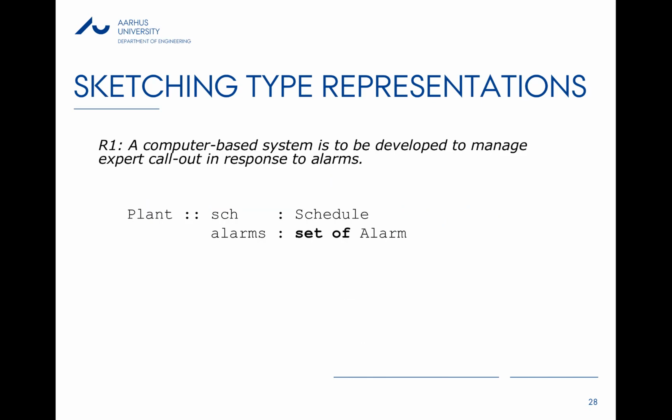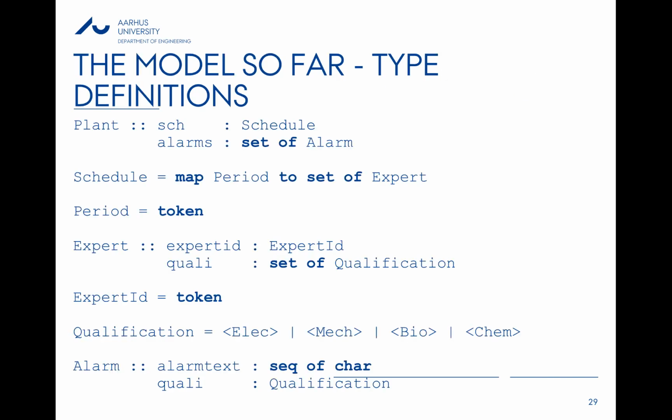So when we sketch out these type representations for the entire plant, R1, the computer-based system should be able to manage expert call out in response to alarms. I think I both need a schedule and I need a set of alarms that could appear in my plant. So far, the type definitions we have made include, from the top, the plant should have a schedule and a set of alarms. The schedule should be a map from period to set of experts. And then a period should just be a token.